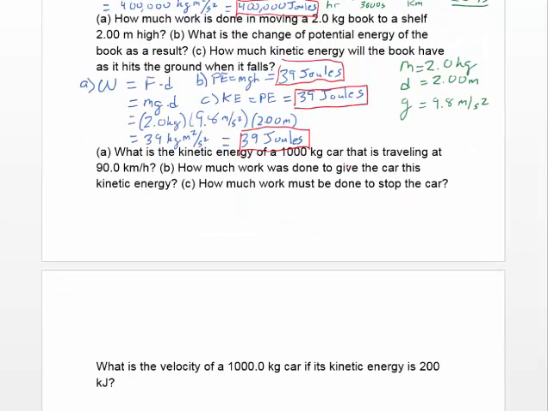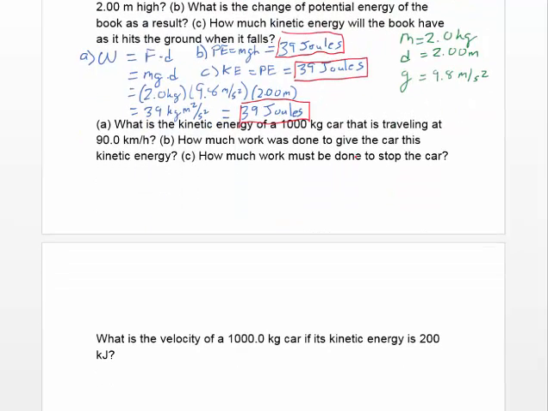Now, our fourth question for this assignment asks about the kinetic energy of a 1,000 kilogram car that is traveling at 90 kilometers per hour. So, once again, we have to write down what we know here, and we know that the mass of the car is 1,000 kilograms. We know that the velocity of the car is 90.0 kilometers per hour.